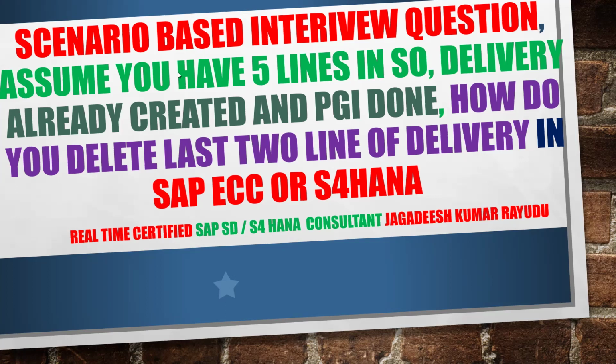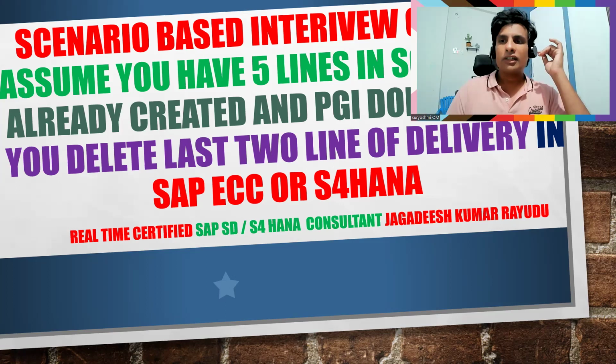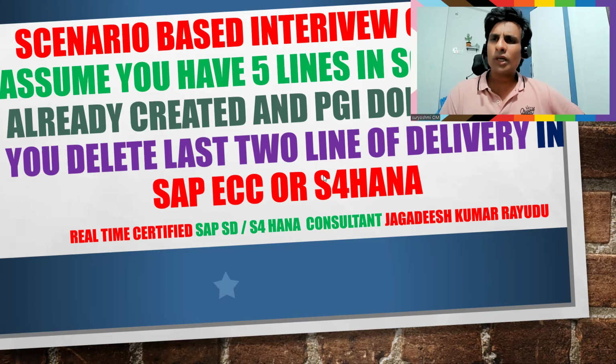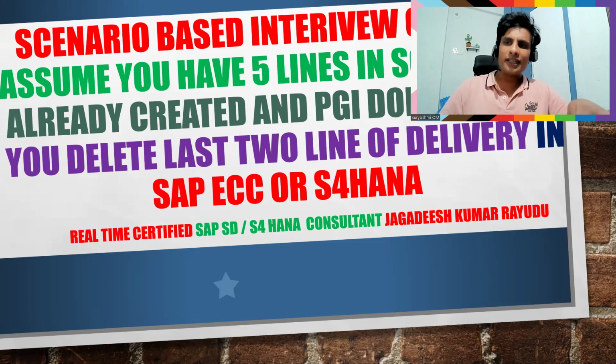Okay, let me read it again. In the sales order, you have 5 lines, let's assume, and delivery got created for all 5 lines and PGI is done. Suddenly the end user comes to know that they don't want the last 2 lines. Or sometimes, in a tricky way, the interviewer might ask how you cancel the last 2 lines or 3 lines. Generally, what happens is that all 5 line items are held by your delivery document.